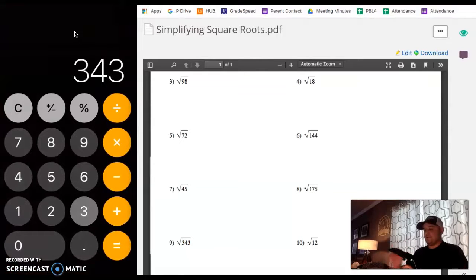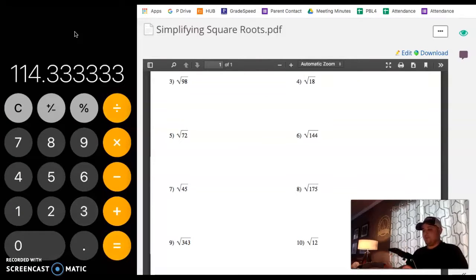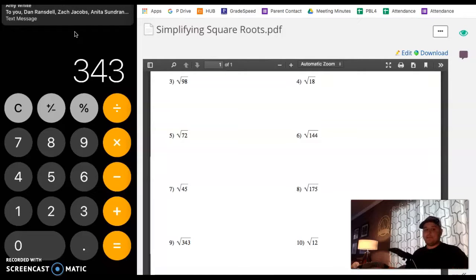I'm going to take 343 and try dividing it by 3. That doesn't work, right? I can't divide it by 3 because I'm left with that decimal, 114.333. Okay, so let's try something else. I'm not going to try 2, and I'm also not going to try any even number, so I shouldn't even try 4 or 6 or 8, because those are not going to work for giving me even factors.